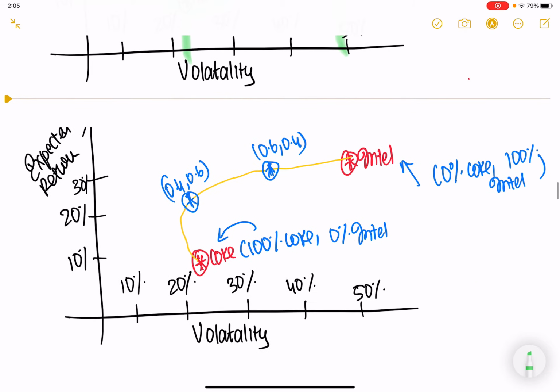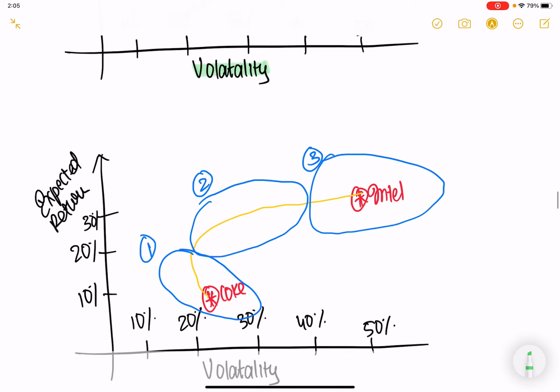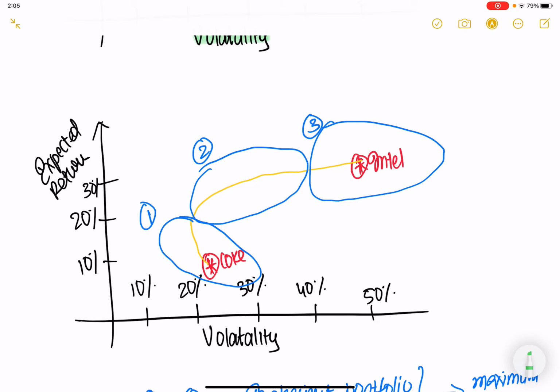And I've shown that here: 100% Coke is here, 40% Coke, 60% Intel, 60% Coke will give you this, and then 100% Intel will give you this, right? So your volatility changes as your return changes, as you change the weight, and you get this yellow line. So this yellow line is the set of all portfolios that you can get with just two stocks, Coke and Intel.